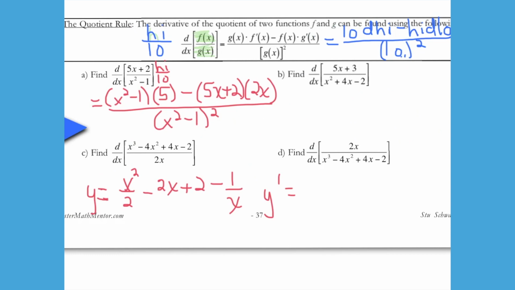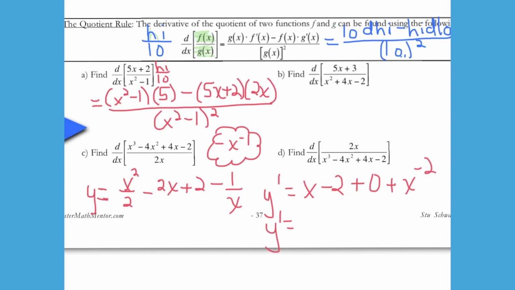Okay, so if I took the derivative of that, that would be 2, take away a power, and that would cancel. So that would just be x minus 2, and then I'm going to write this plus 0 for emphasis so you'll know I didn't forget the little 2. And then remember, I have to think about this as minus x to the negative 1, so that would be positive x to the negative 2. So I'd end up with a pretty simple derivative that would not look that way if I tried that initial quotient rule, which is x minus 2 plus x to the negative 2.